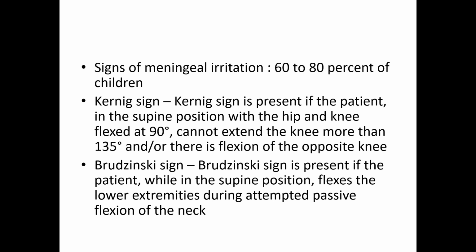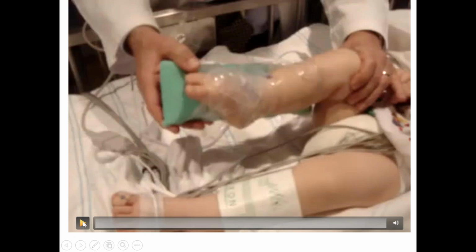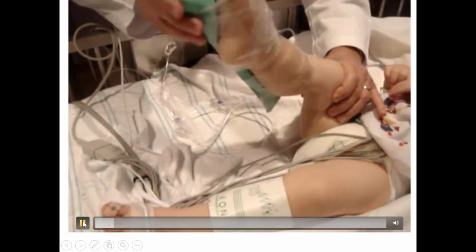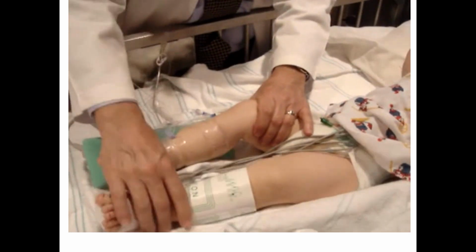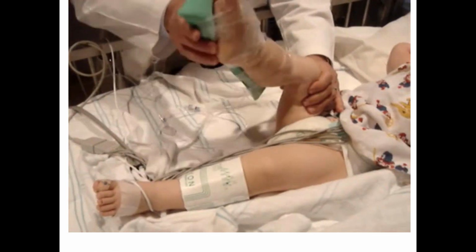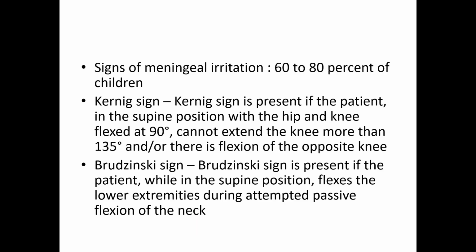Then we talk about the features of meningeal irritation. The most common signs we know are the Kernig sign and the Brudzinski sign. The Kernig sign, I hope you are aware. Let me just see if I'm able to play this. So as you can see, the child is not able to extend the leg completely. Fine. So this was the Kernig sign: we place the child supine, we flex the hip and knee at 90 degrees, and as we try to make the leg straight, we're not able to. This is because the meninges get stretched.